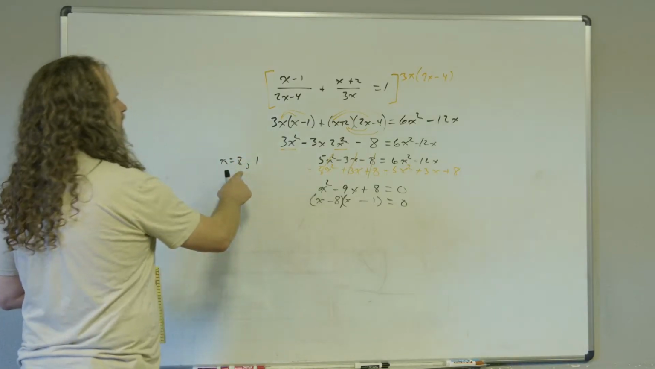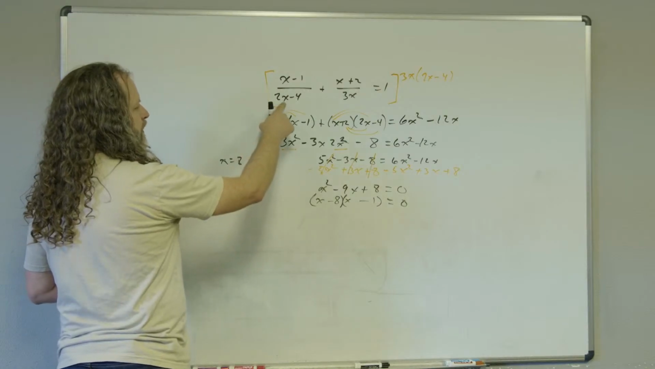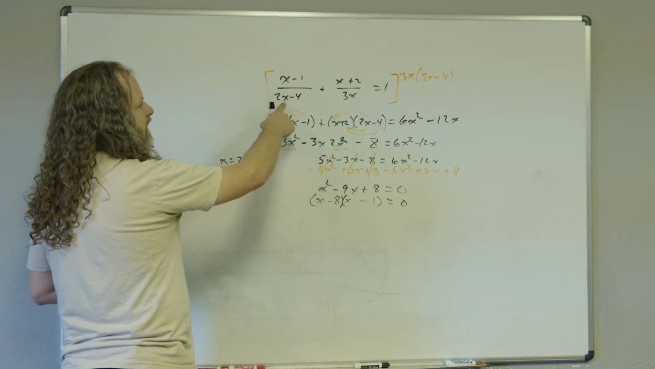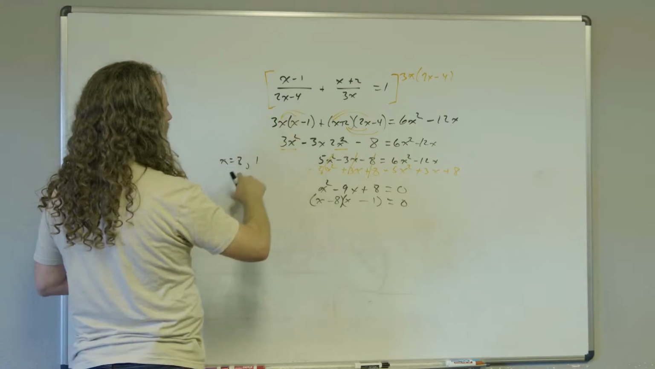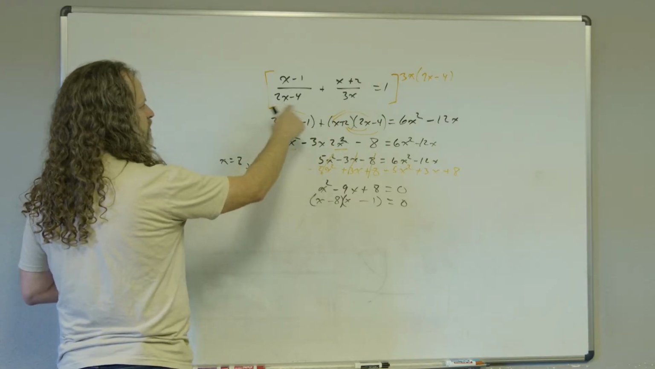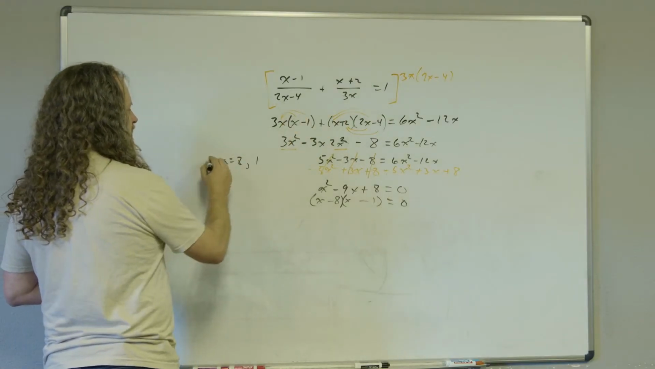We double check the denominators, make sure they're happy. We put an 8 in here. 2 times 8, this is fine. This is not going to give us 0. This is fine. Put a 1 in here. 2 minus that is still not 0, so they both work.